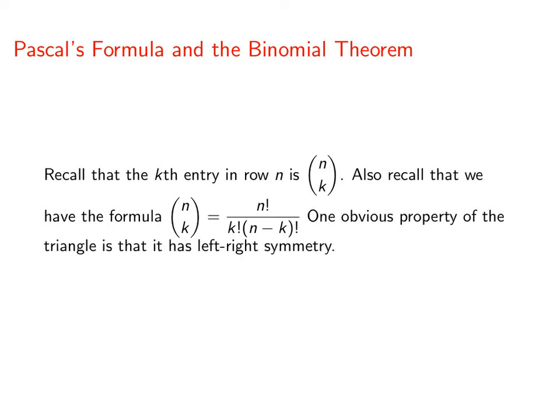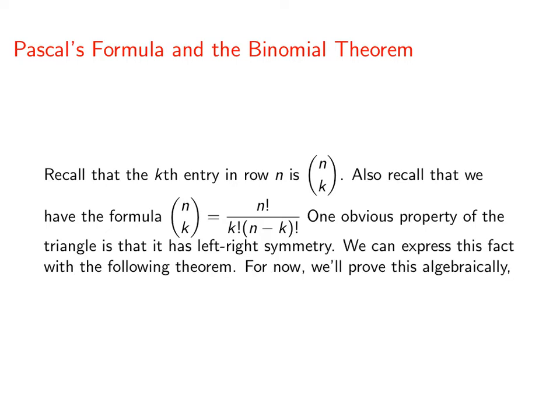Now, as you look at the triangle, one very obvious property it has is left-right symmetry. We're going to express this fact with a theorem. Right now, we're going to prove this algebraically, and later, I'd like to come back and prove it the right way. The algebraic proof is going to be messy, but very straightforward. We won't do any difficult algebra.